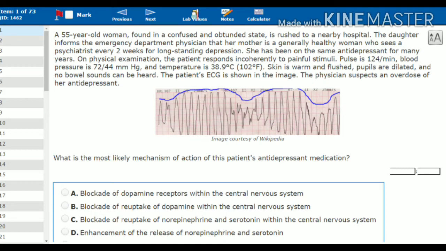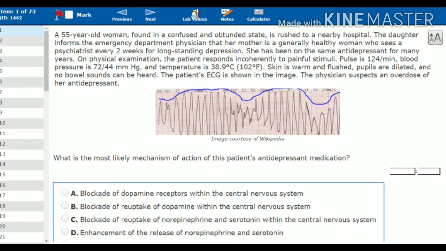The pulse rate is high, the blood pressure is low, and the temperature is high. Skin is warm and flushed, pupils are dilated, and no bowel sounds can be heard. The patient's electrocardiograph is shown in this image. The physician suspects an overdose of her antidepressant. What is the most likely mechanism of action of this patient's antidepressant medication?